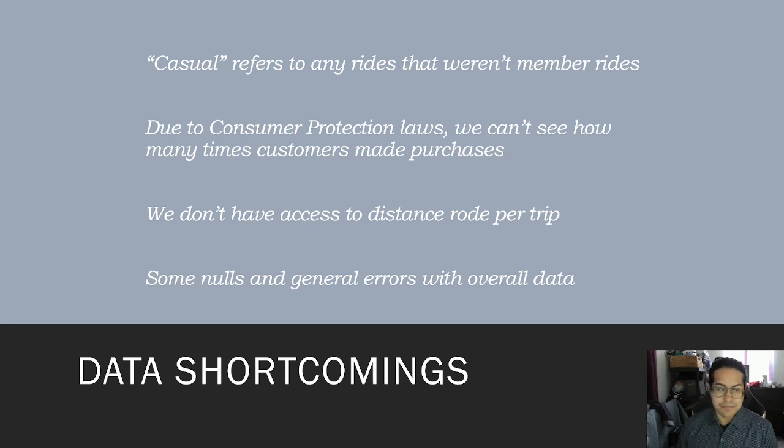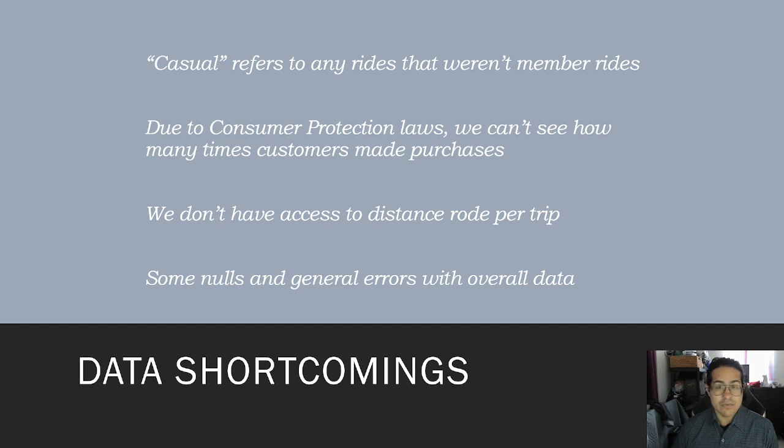The other thing that we're missing is we don't have access to the distance ridden per trip. So we have the starting GPS coordinates and the end GPS coordinates, but we don't know if that was a ride that was 1 mile or 100 miles. We just don't have access to that, which could give us some insight. It's not as important as the delineation between daily or single use passes, but it would give us some insight into additional riding habits that we just don't have access to right now.